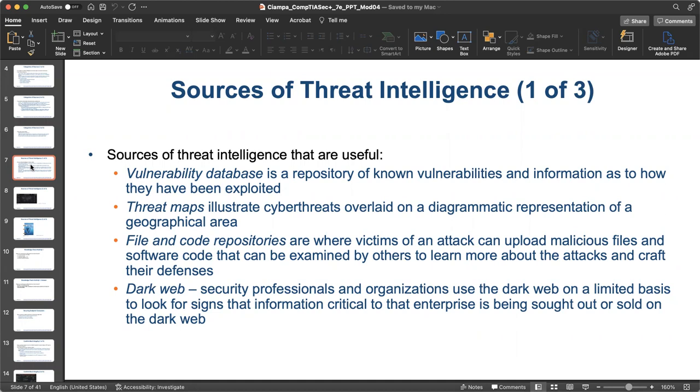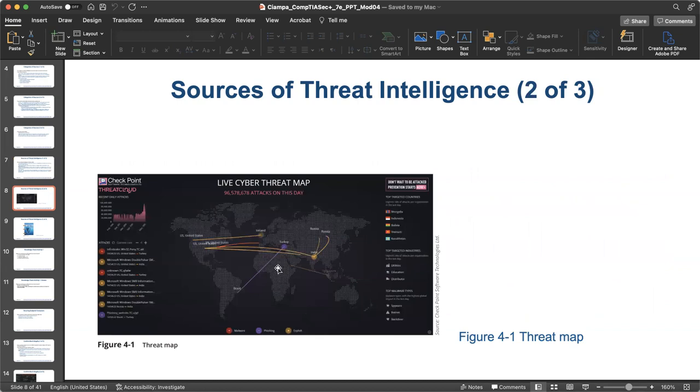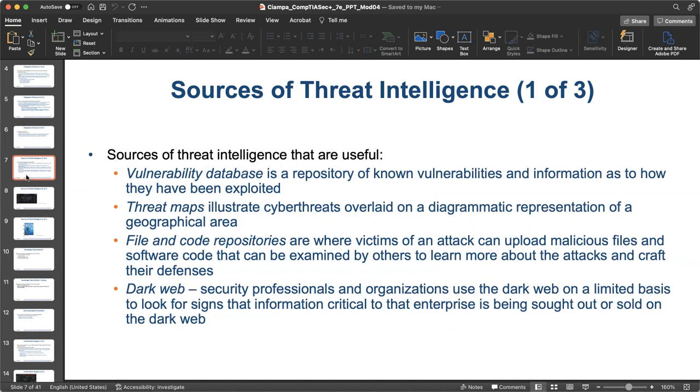Threat maps, what those are. I mean, to some extent, these are fun visual tools to look at, but a cybersecurity threat map illustrates cyber threats overlaid on a diagrammatic representation of geographical data, right? So we do actually have a threat map over here, right? So as you can see, we have the geographical data and we do have the threat maps. You can actually really easily go to these threat maps and see what's happening, who is attacking who, and the representation is actually fun to look at.